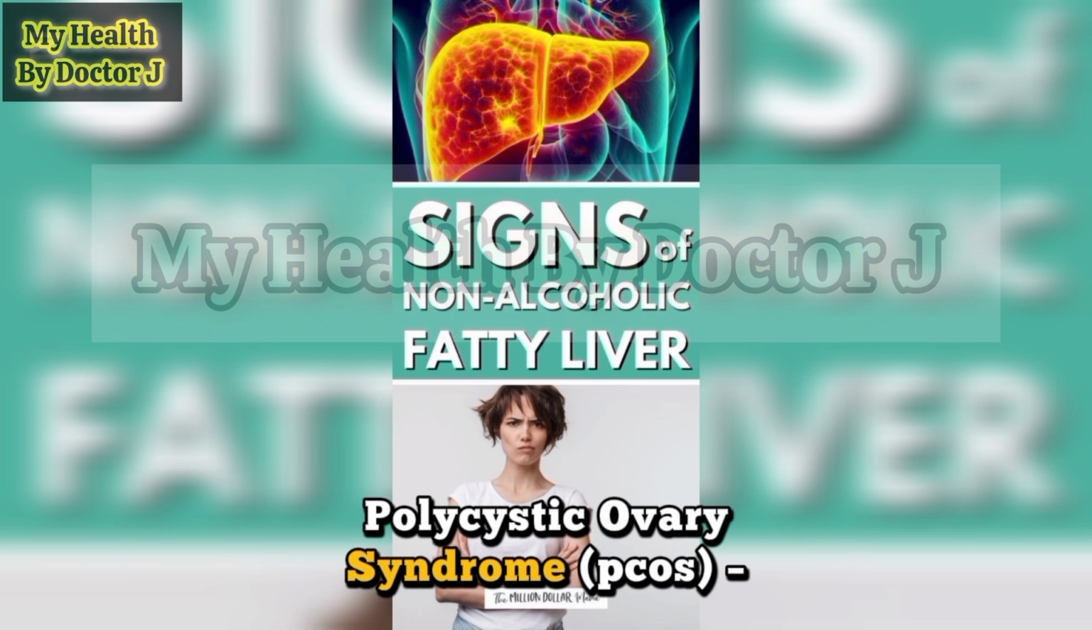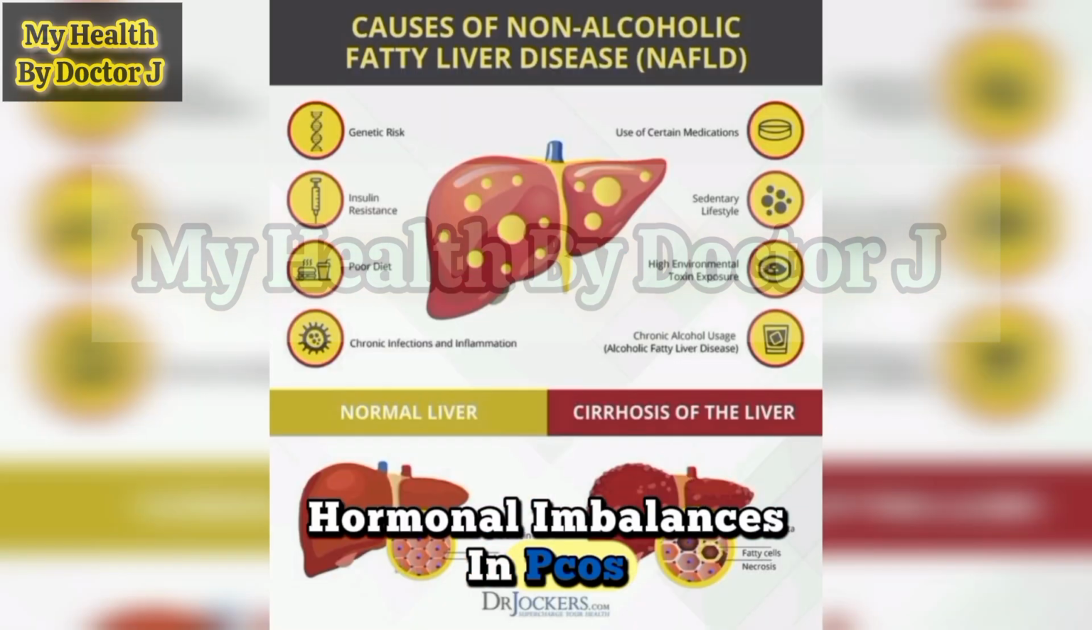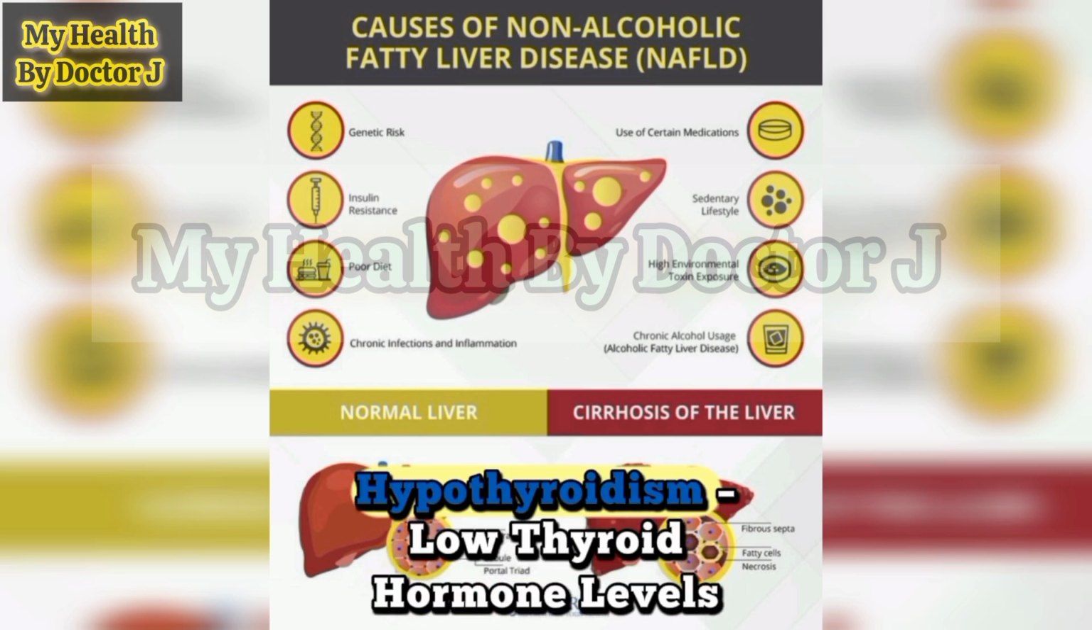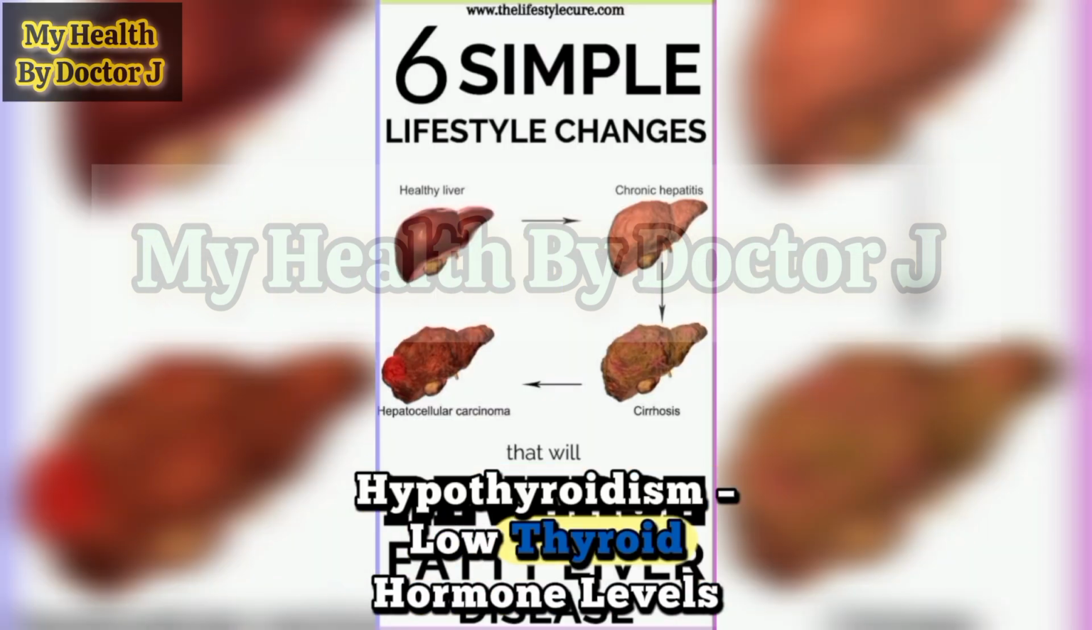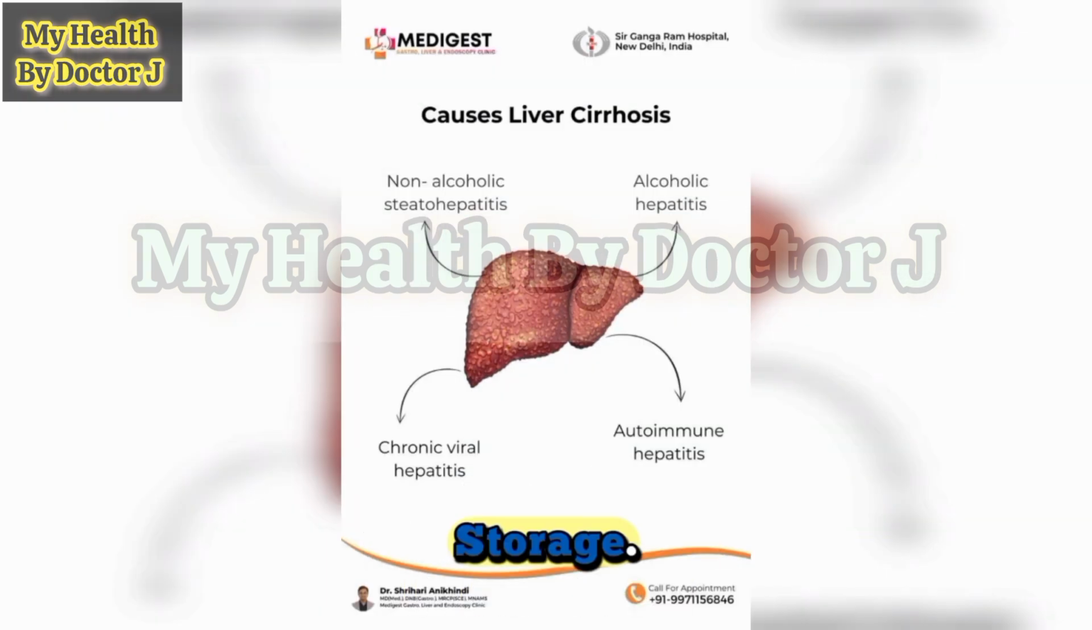Polycystic ovary syndrome (PCOS): hormonal imbalances in PCOS are linked to metabolic dysfunction and liver fat accumulation. Hypothyroidism: low thyroid hormone levels can slow metabolism and increase fat storage.